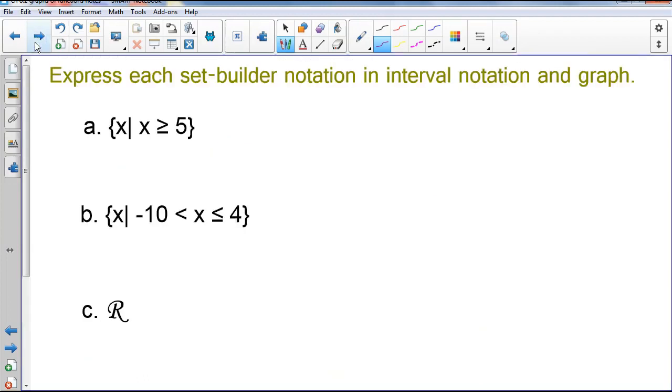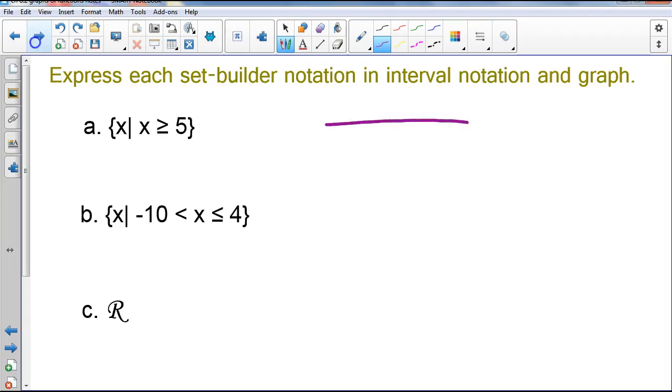So now what we're going to do is I give you set notation, and you have to give it to me in interval notation. Give me the answer in interval notation. Okay? And then also graph it. Let's go ahead and graph it first.